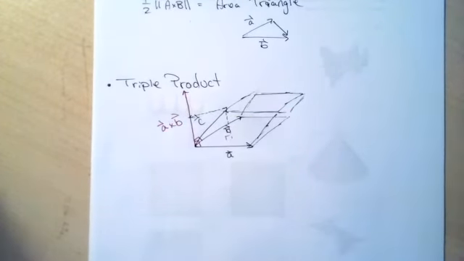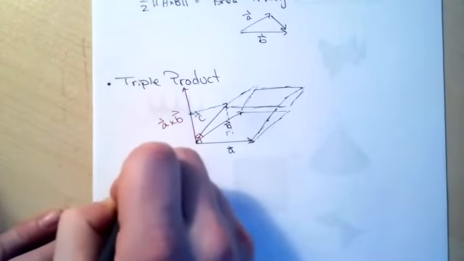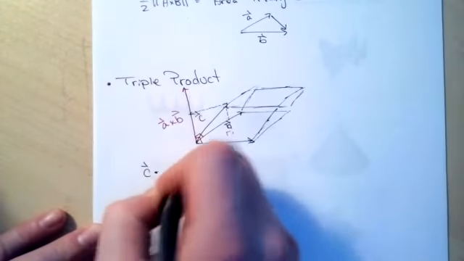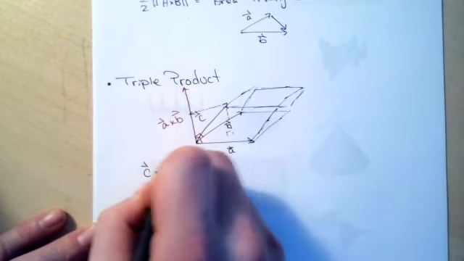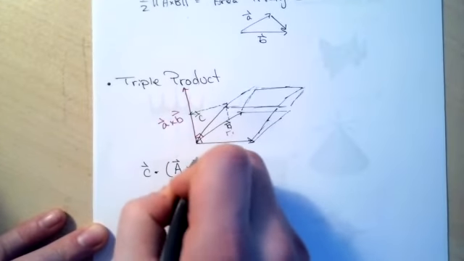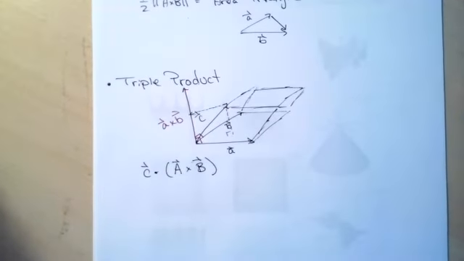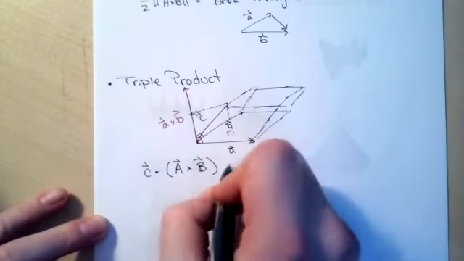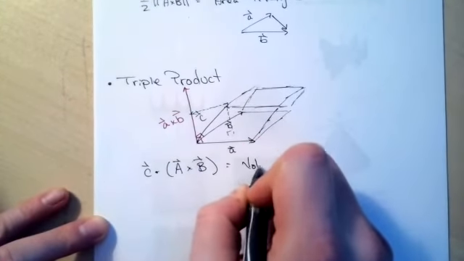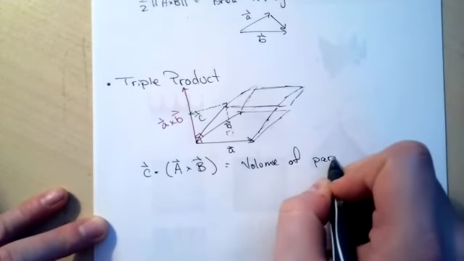So our triple product, you can write it in various ways. You can do it as C dot, specifically, A cross B, but you can permute those around. You can do A cross C dot B. You can do C cross B dot A. However you do it, this is going to give us the volume of the parallelepiped.